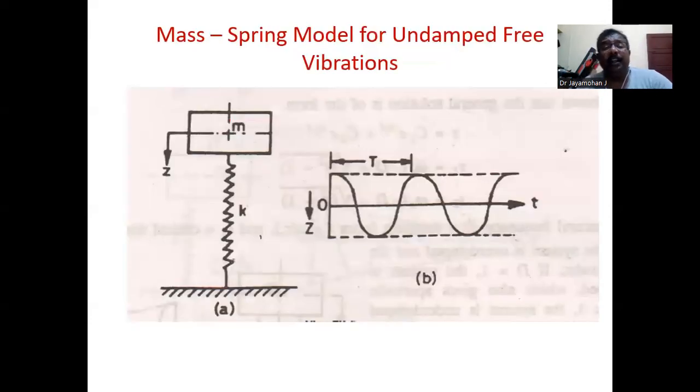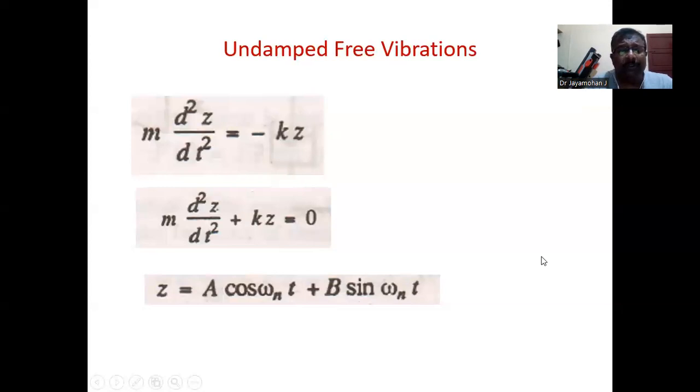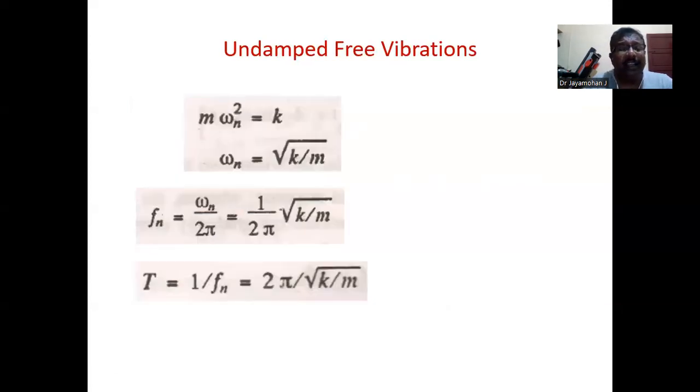This is a typical mass spring model for undamped free vibration. This is the rheological model. Here we have the mass M, and here we have the spring with stiffness K. When there is no damping, this is the mode of vibration. Of course, these are the related equations. Fn is the natural frequency, K is the stiffness of the spring, and M is the mass.